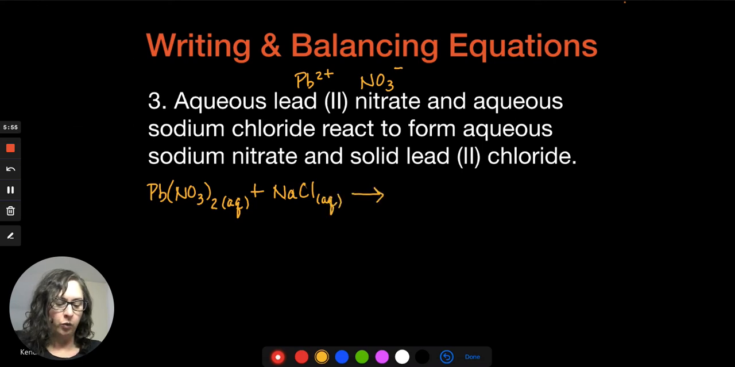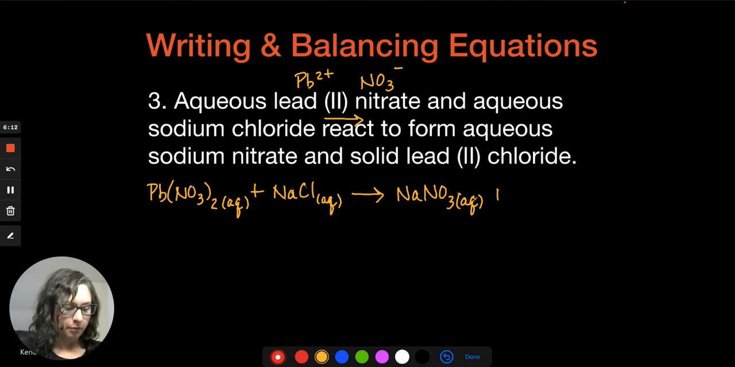and they are going to react, so here's our arrow again, to form aqueous sodium nitrate, so NaNO3, it's a +1 charge and a -1 charge, so we can go ahead and easily write that out. And then solid lead chloride, so this is a precipitate reaction, plus, and that's going to be Pb is still the 2+ ion, it doesn't change, so PbCl2, and that is a solid. Okay, and so once we have that written out, then we can go ahead and go back and balance our equation. If we put a 2 in front of sodium nitrate and a 2 in front of sodium chloride, we have a balanced chemical equation.